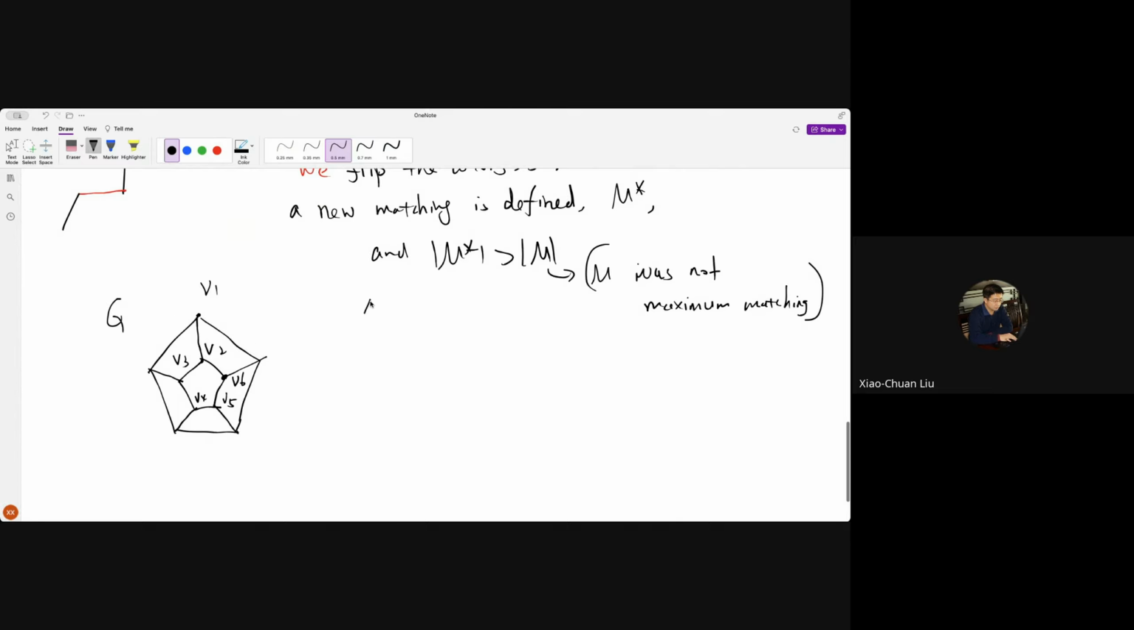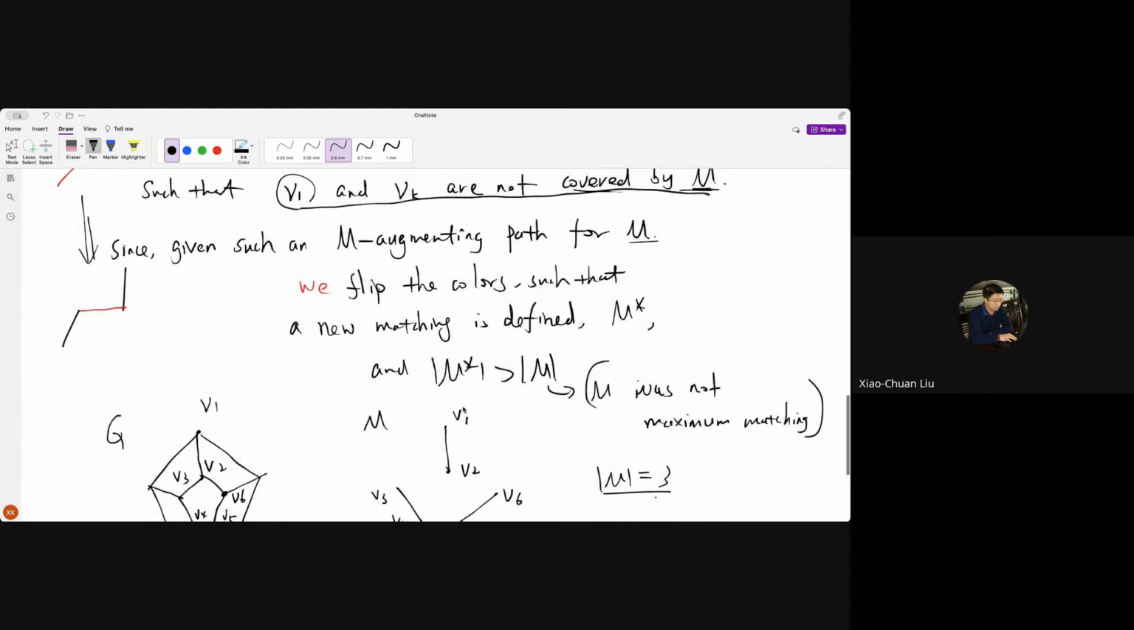Now my matching is this. So I put V1, V2 here. And I put V3, V4 here. And I put V5, V6 here. This is my matching. I only look at this matching seen as a subset of edges, right? Must be disjoint. So the size of my matching is 3, only this. And somehow, okay, I defined many things.